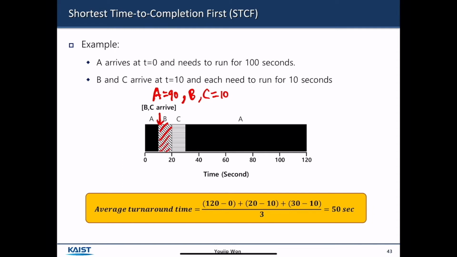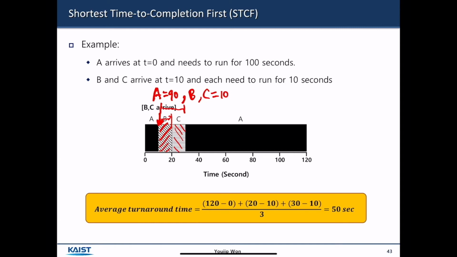After B finishes, there are two jobs remaining, A and C. A has execution time of 90 and C has execution time of 10. So the scheduler chooses job C and executes it for 10 seconds. Finally, B and C complete and only job A remains, and job A executes for 90 seconds. The turnaround time for B is 10 because it arrived and gets executed immediately for 10 seconds. For C, turnaround time is 20 seconds because it has been waiting for 20 seconds to finish.